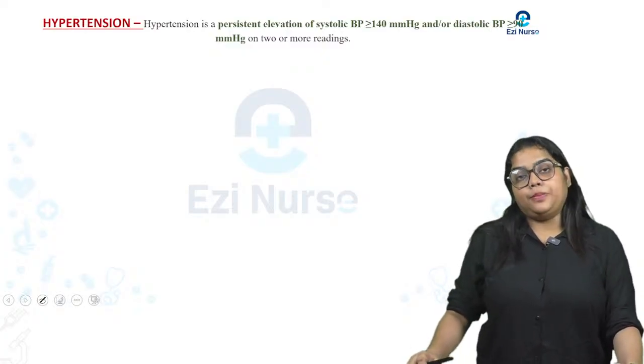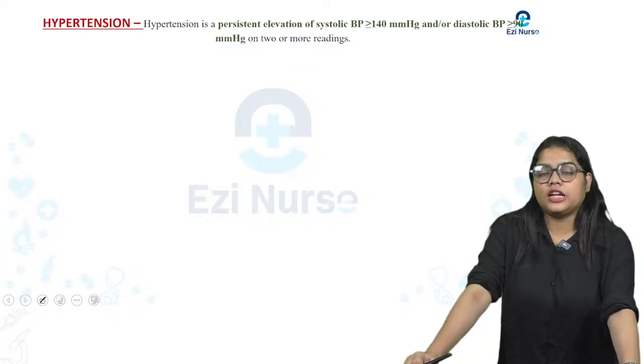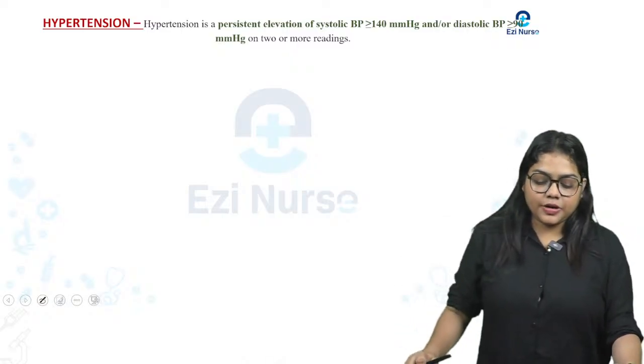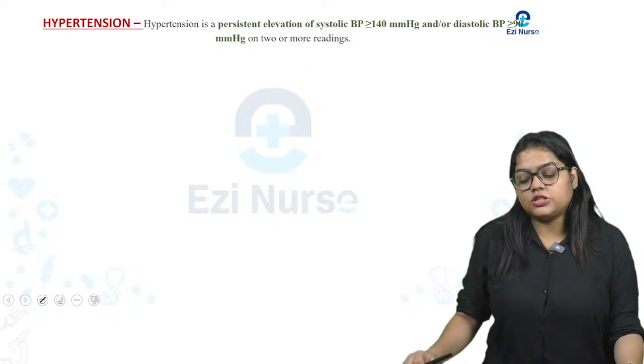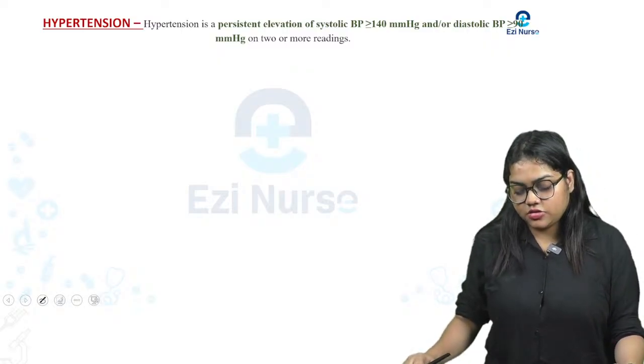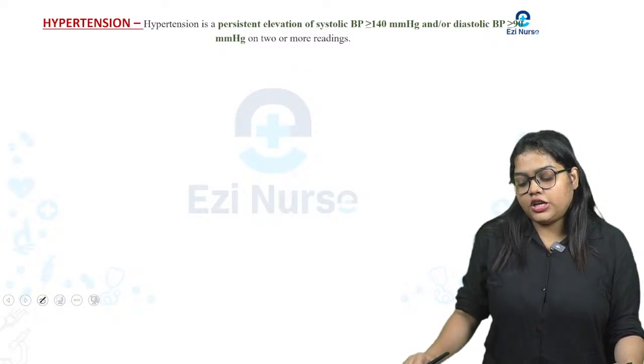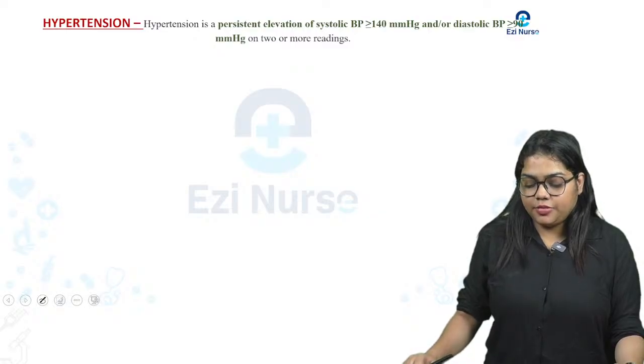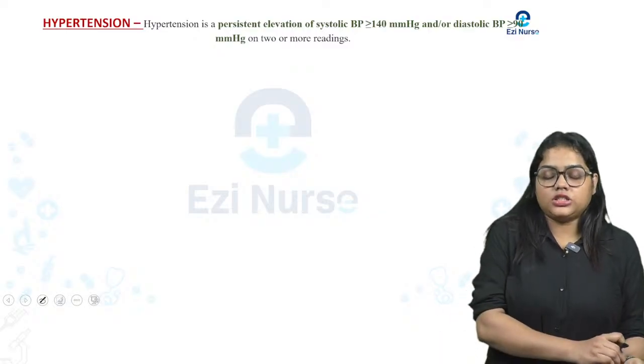The next is hypertension. What is hypertension? It is the increased blood pressure. Okay, the hypertension is a persistent elevation of systolic blood pressure, which is 140 mm of Hg, or diastolic blood pressure, which is 90 mm of Hg, okay, which is the normal one.